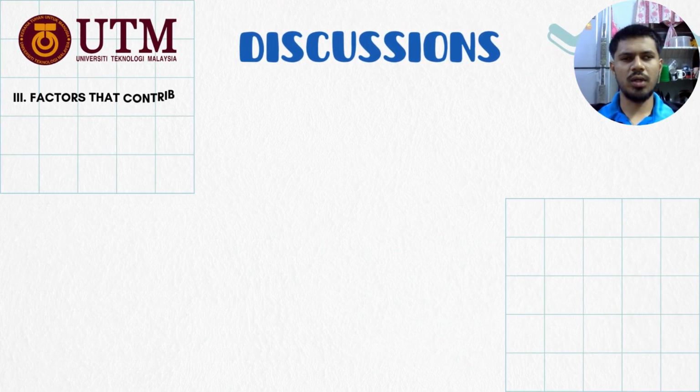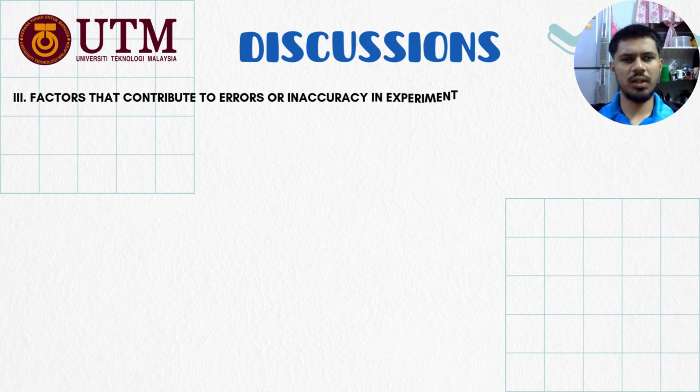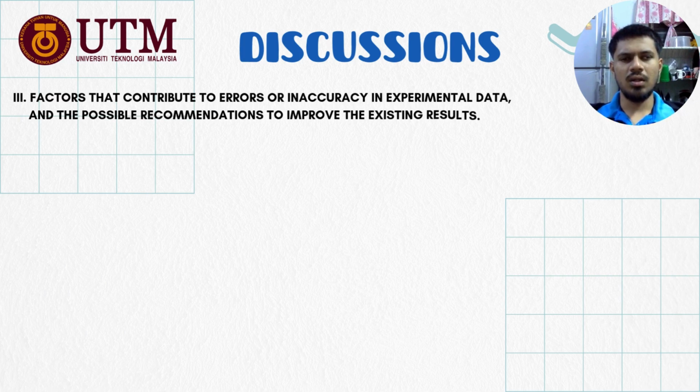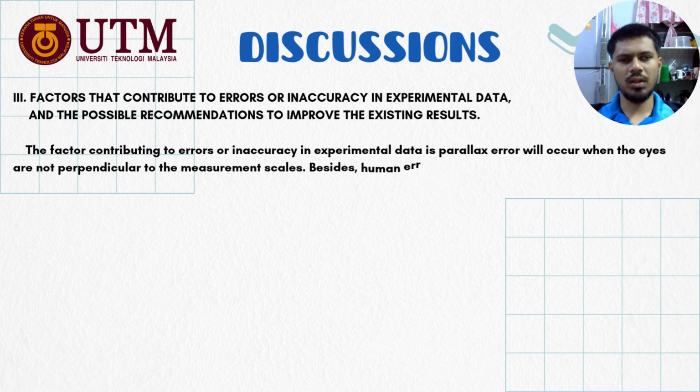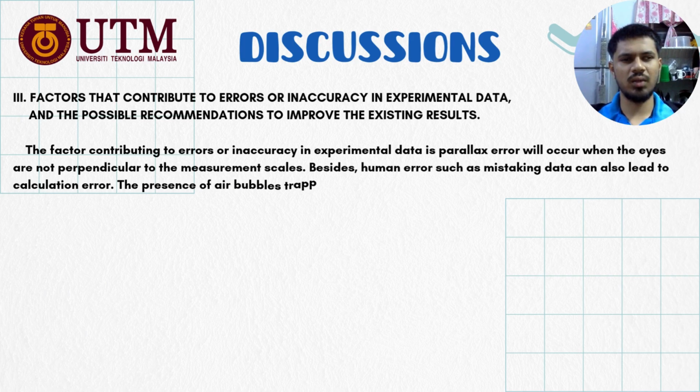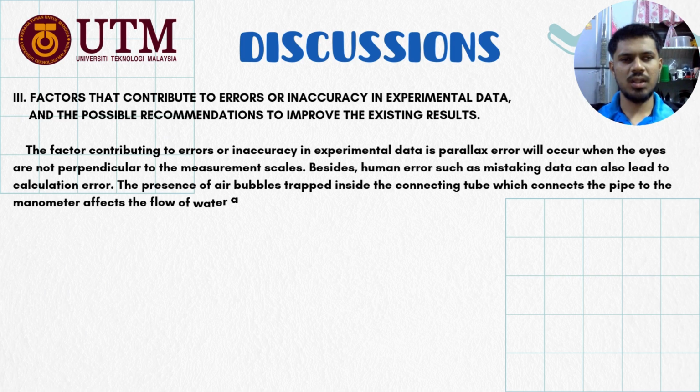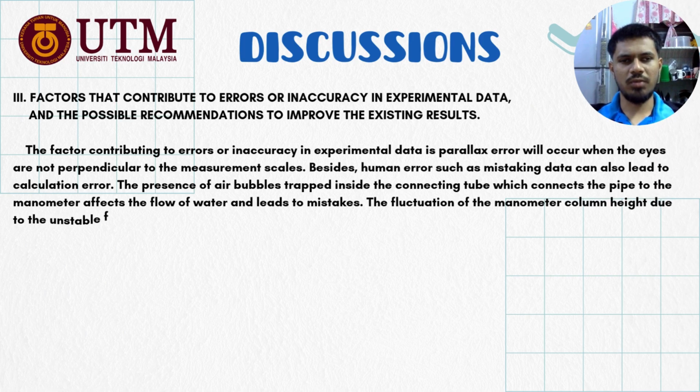Factors that contribute to error or inaccuracy in experiment data, and possible recommendations to improve the result. The factors contributing to error or inaccuracy in experiment data are: parallax error will occur when the eyes are not perpendicular to the measurement scale. Besides, human errors such as mistaken data can also lead to calculation error. The presence of air bubbles trapped inside the connection tube which connects the pipe to the manometer affects the flow of water and leads to mistakes.